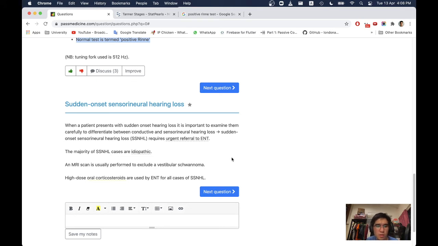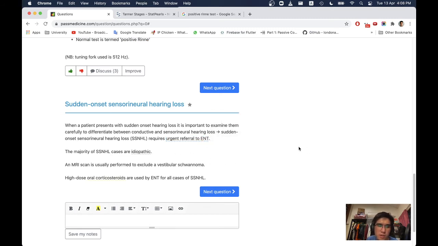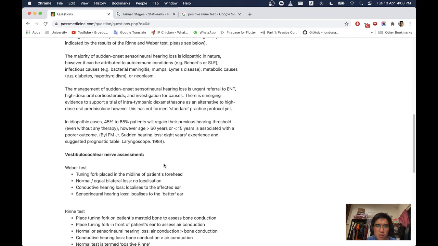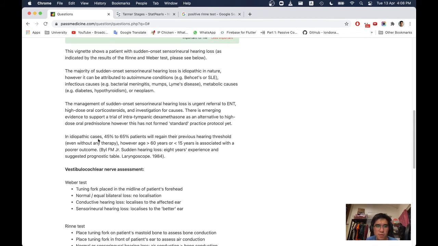When a patient presents with sudden onset hearing loss, it is important to examine them carefully to differentiate between conductive and sensorineural hearing loss. Sudden onset sensorineural hearing loss requires urgent referral to ENT. Why? The majority of sensorineural hearing loss causes are idiopathic. So I think they want to make sure it's not a stroke, ischemia, brain something. 45 to 65% will regain previous hearing thresholds if it's idiopathic.